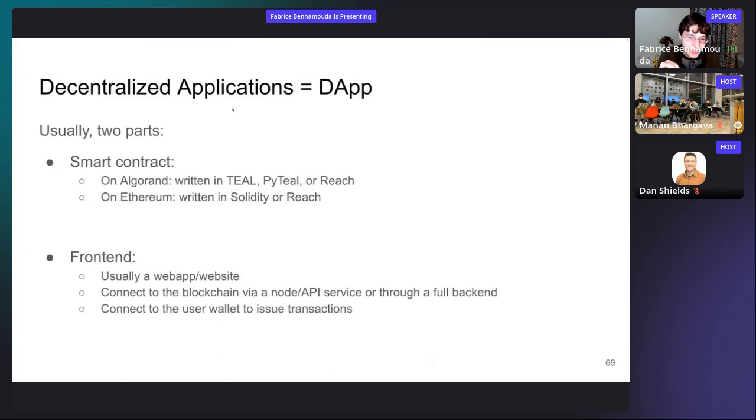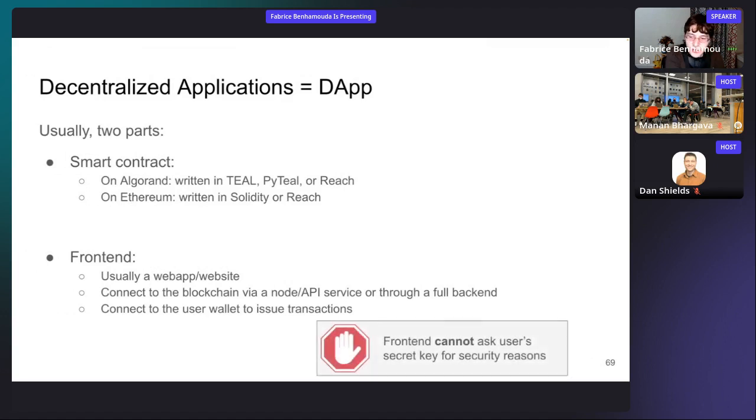This website connects to the blockchain via a Node API service or through a full backend to be able to send a transaction. But the main complexity is how this website or web app issues transactions on behalf of the user. The naive solution would say just ask for the secret key of the user, but that seems dangerous. You don't want to give random people your secret keys; they would just steal it, and then it's the end for you. You will have no money.